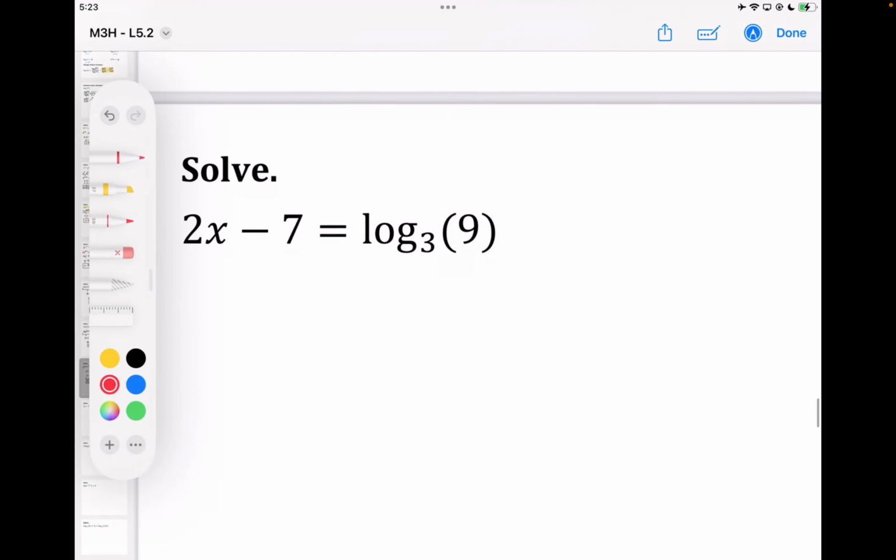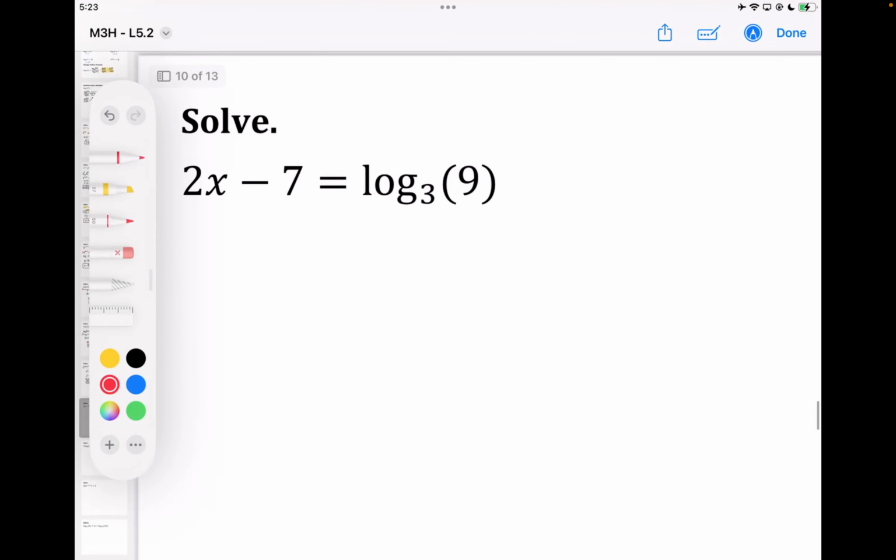Okay, let's go to another problem. Okay, this one is interesting because if I try to exponentiate right away, I end up with 3 raised to the 2x minus 7, and my variable is suddenly in the exponent. There's actually a simpler way. If you recognize that this piece right here actually simplifies, then you can make this a very, very simple problem.